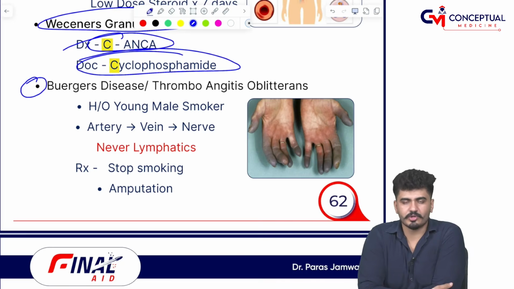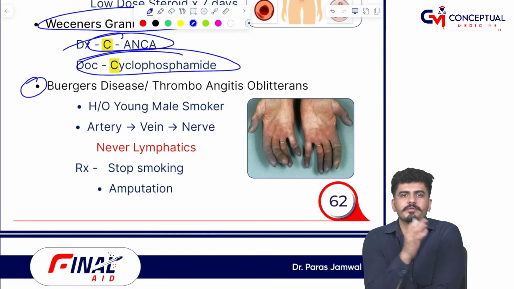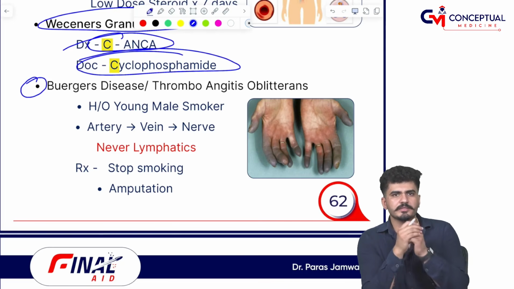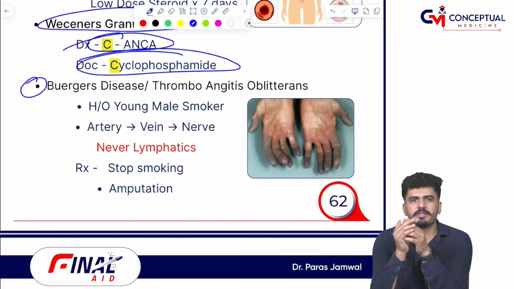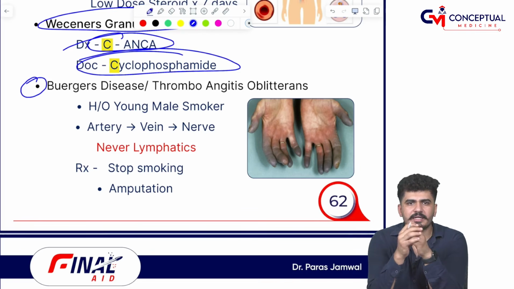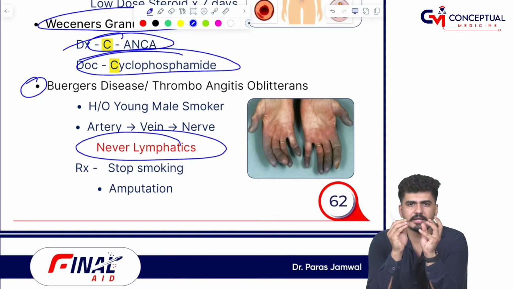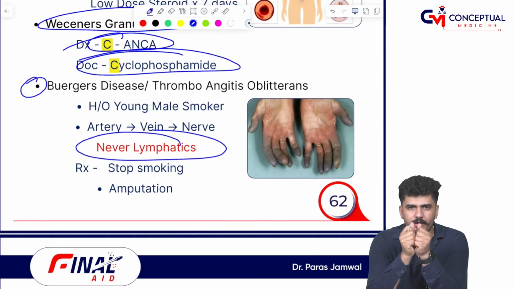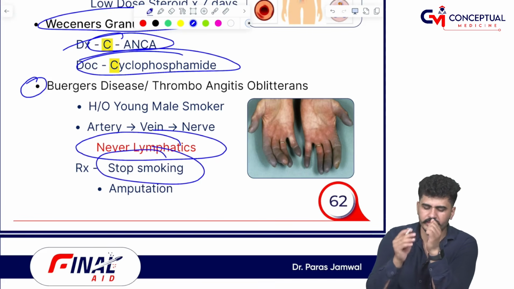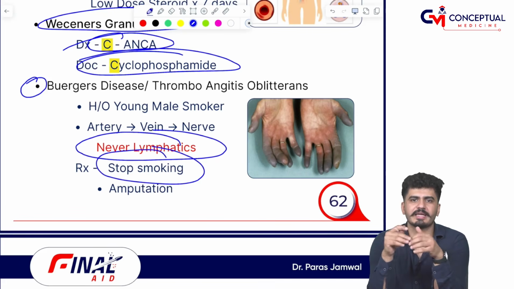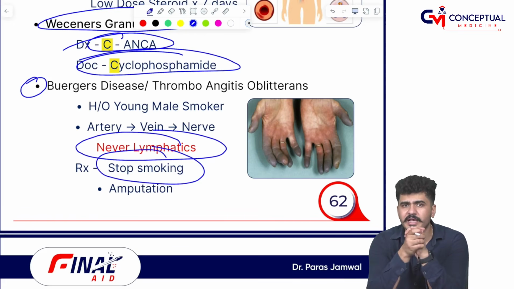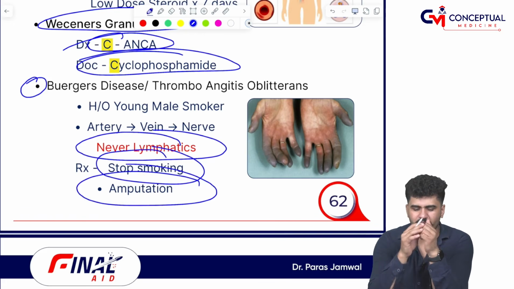Now, Buerger disease, or thromboangiitis obliterans, which is the other name of Buerger disease. The history is a young male smoker in which the artery, vein and nerves are involved, but never the lymphatics. So what will happen? Your arterioles will become narrow, because of which gangrene will happen. So lifestyle modification includes stopping smoking. Also, you can give calcium channel blockers, etc. to dilate the vessel so that blood flow is increased. And if there is gangrene, you need to do amputation.